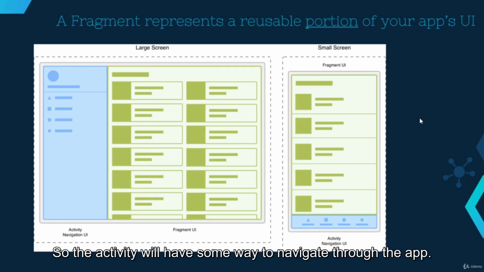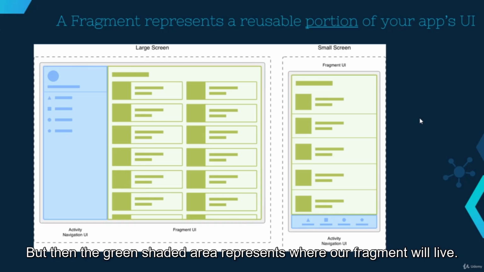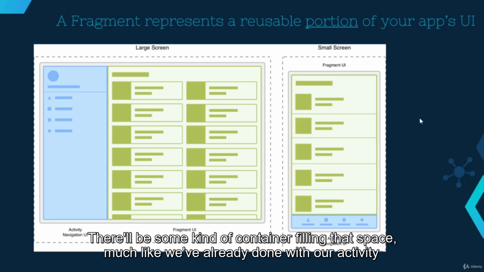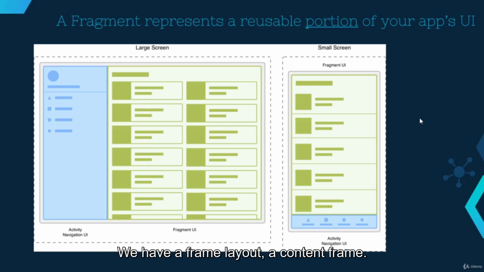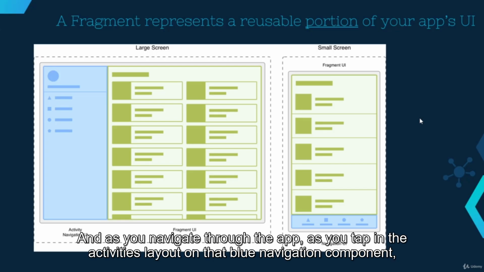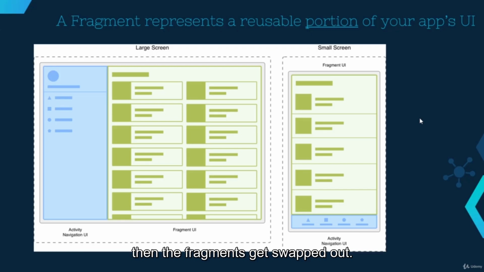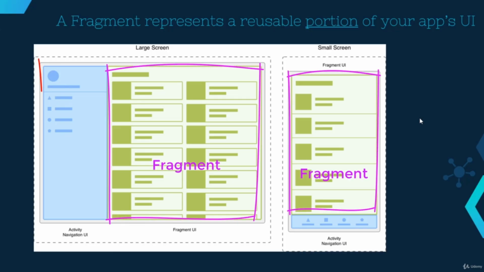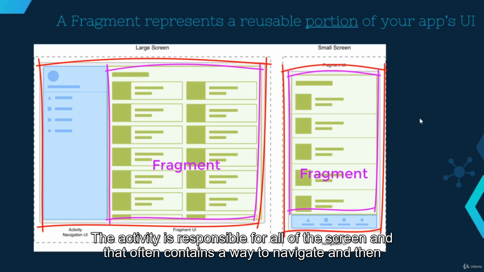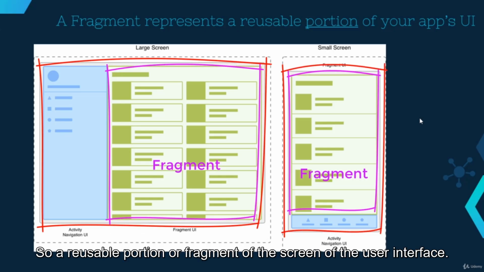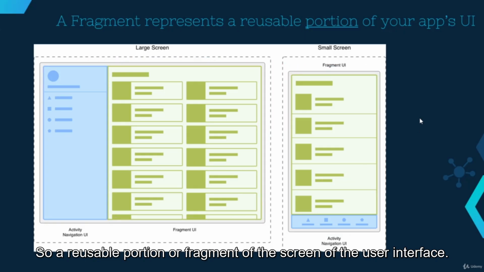So the activity will have some way to navigate through the app, but then the green shaded area represents where our fragment will live. There'll be some kind of container filling that space, much like we've already done with our activity main's layout. We have a frame layout, a content frame, and as you navigate through the app, as you tap in the activity's layout on that blue navigation component, then the fragments get swapped out. They get added and replaced in that content frame. So in this case, the fragment is just a portion of the screen. The activity is responsible for all of the screen, and that often contains a way to navigate, and then the space for the fragment to live. So a reusable portion, or fragment, of the screen, of the user interface.